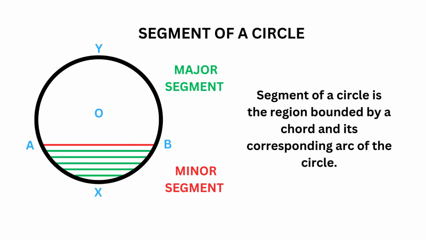Title: Segment of a circle. Definition: a segment of a circle is the region bounded by a chord and its corresponding arc of the circle. The smaller region, shaded red and green lines in the figure, is called the minor segment. The larger remaining region is called the major segment.